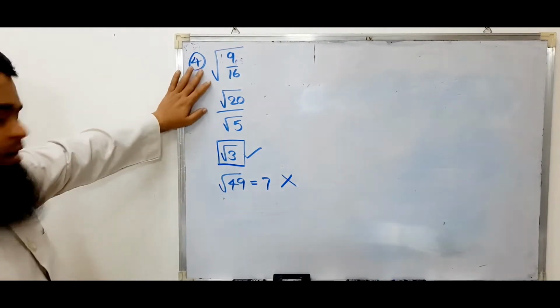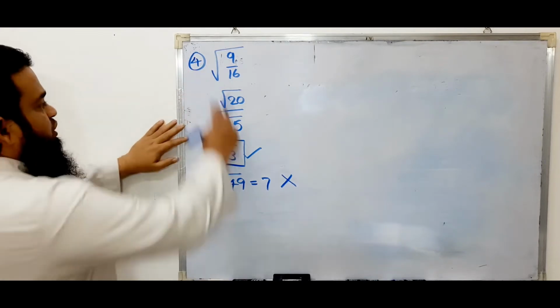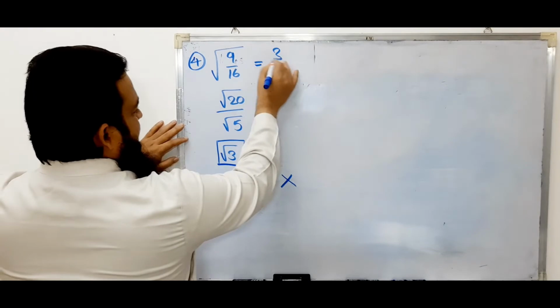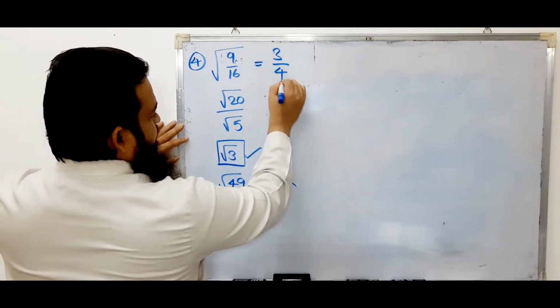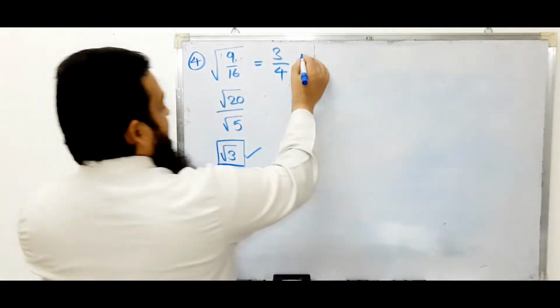Now let us do it. 9 is a perfect square and 16 is also a perfect square. So square root of 9 equals 3 and square root of 16 is 4. It's in p by q form. So therefore it is not an irrational number.